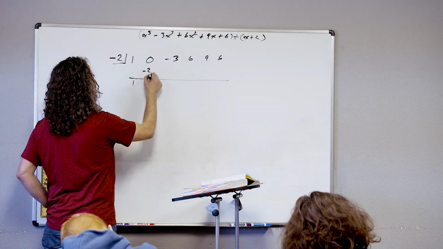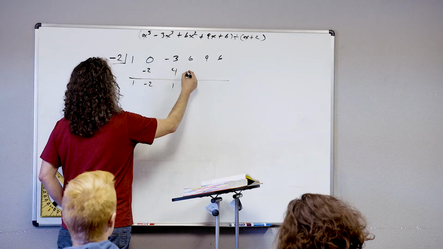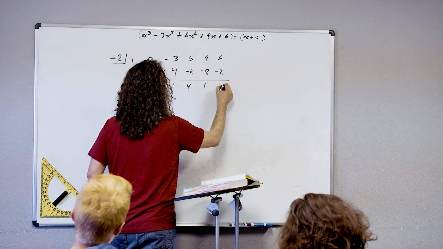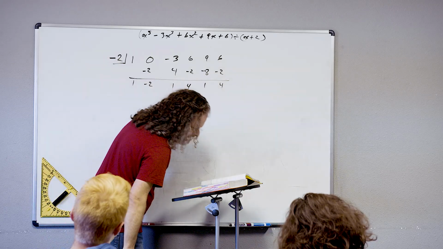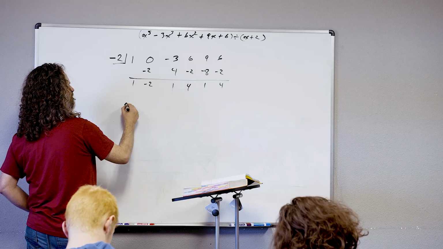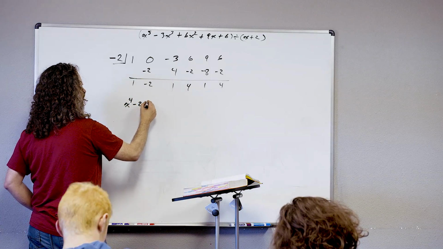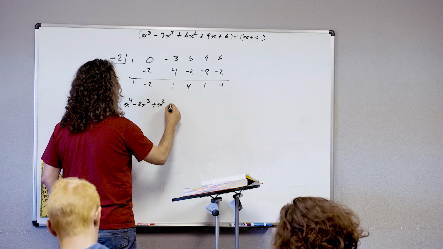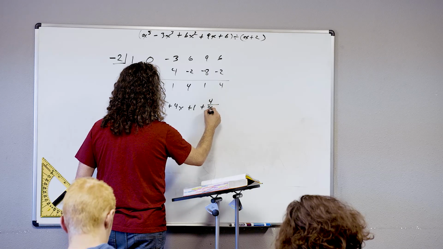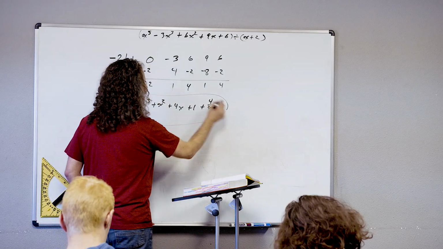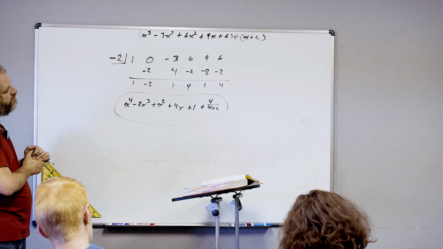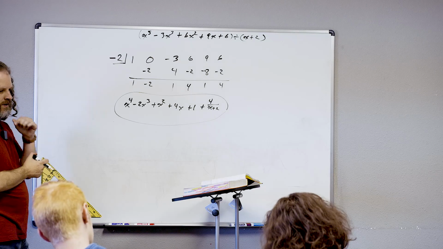Bring down the 1, -2, 4, -8. What are we supposed to do? We're supposed to factor it all the way, or no, just divide it. So then all we're going to do is write the answer: x to the 4th minus 2x cubed plus x squared plus 4x plus 1 plus 4 over x plus 2. When you're doing synthetic division, you've got it divided by a thing, you've got to flip the sign. Easy money.